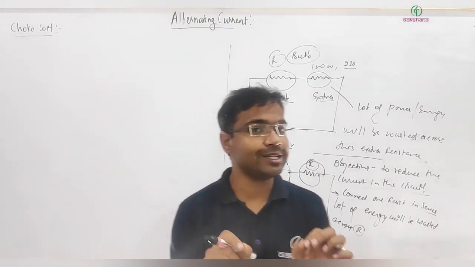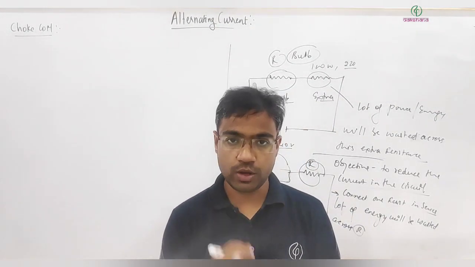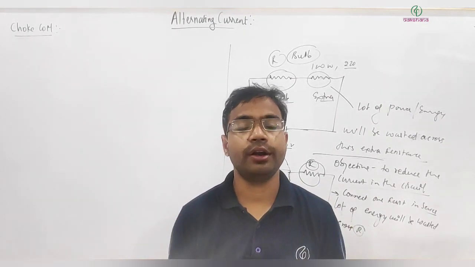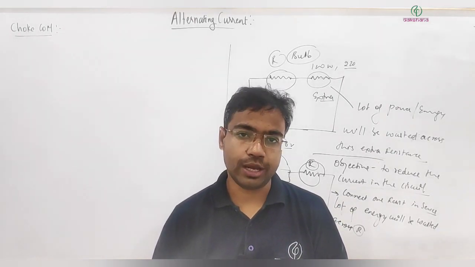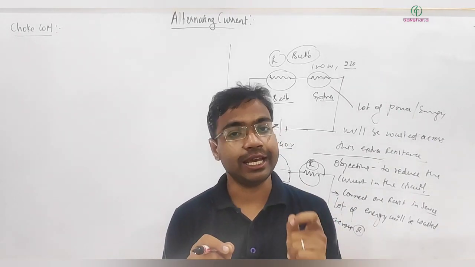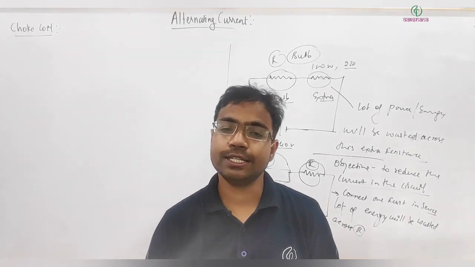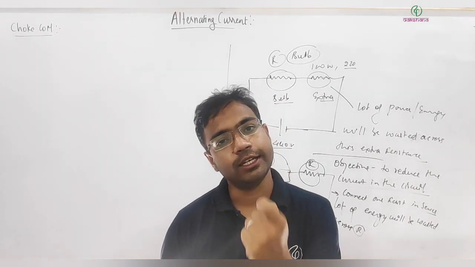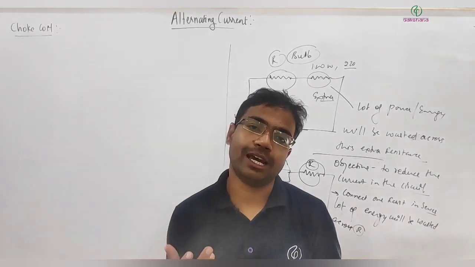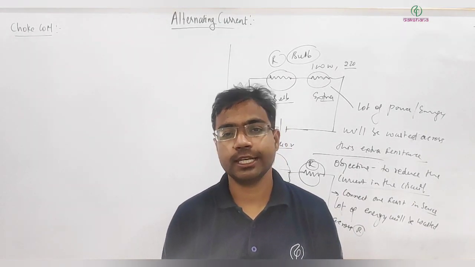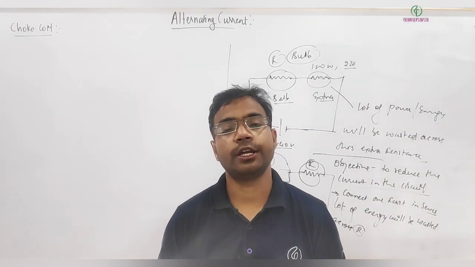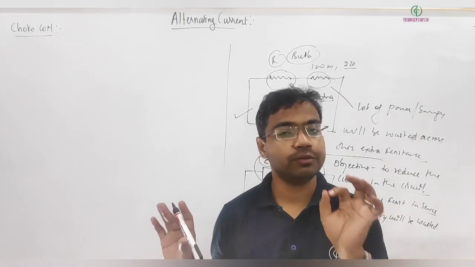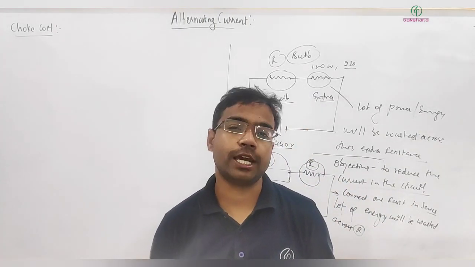So what is a choke coil? It is simply an inductor, a coil wrapped around an iron rod, and it forms a choke coil. Its resistance is negligible, it has only inductance, so effectively it has some reactance. It helps in reducing the current or voltage across the resistor, across the circuit, without wasting energy, or I will say the least energy is wasted.